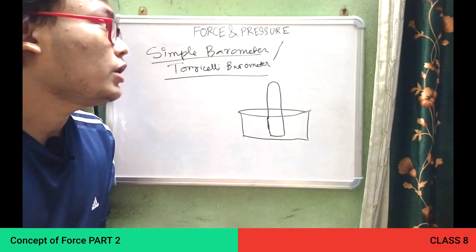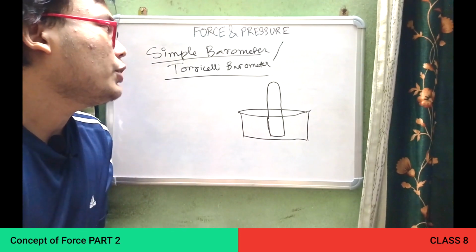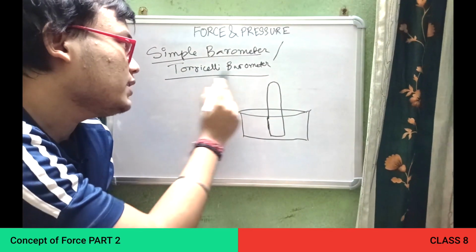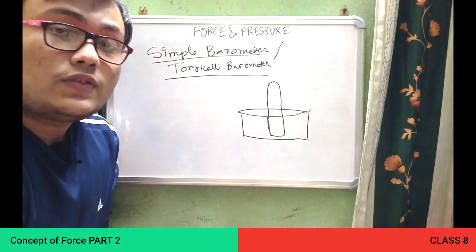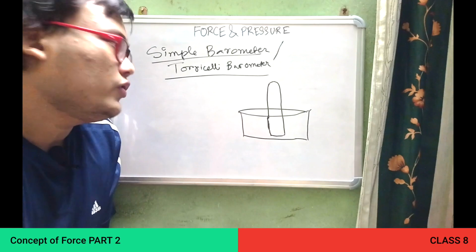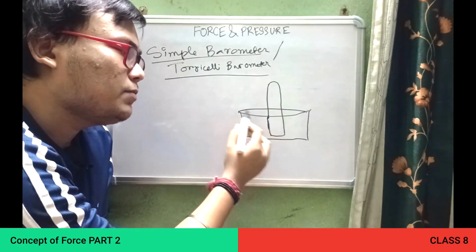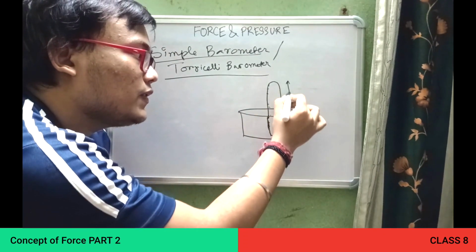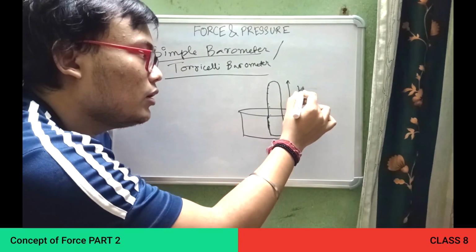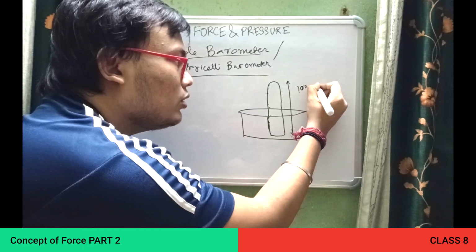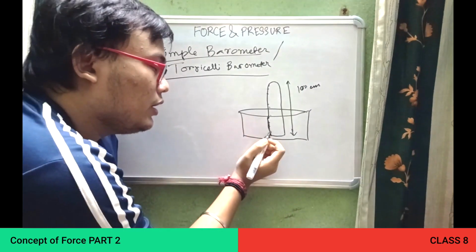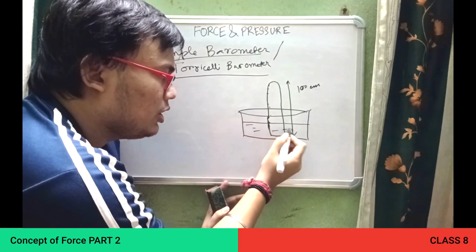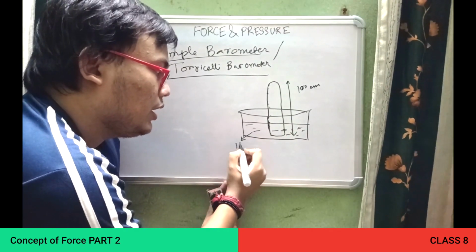Now we'll move on to an instrument which is used to measure atmospheric pressure. The name of the instrument is a simple barometer, often referred to as a Torricelli barometer after the scientist Torricelli, who discovered it. It consists of a test tube which is inverted and placed inside a beaker. The test tube is marked and it is 100 centimeters long, and it is kept inside a beaker containing mercury, Hg.